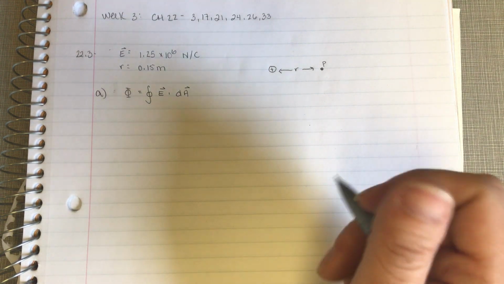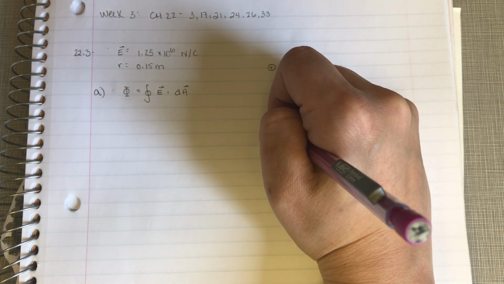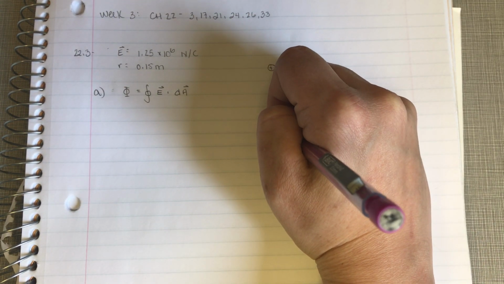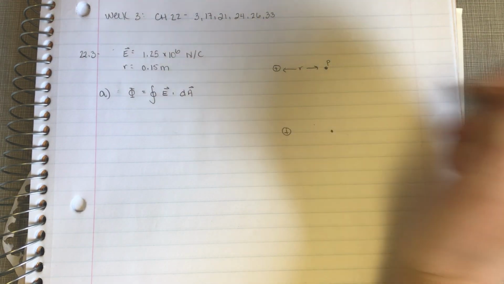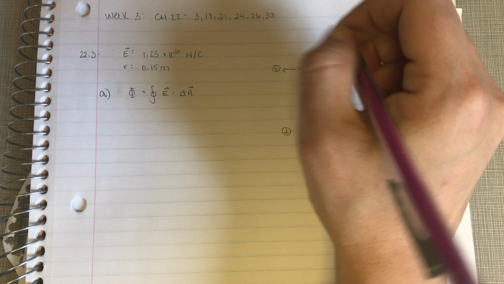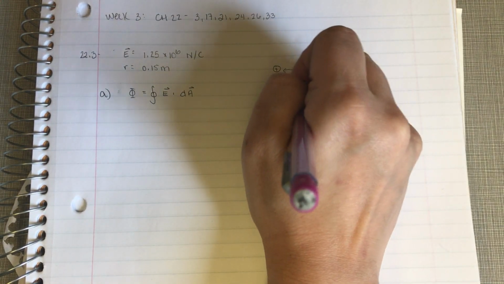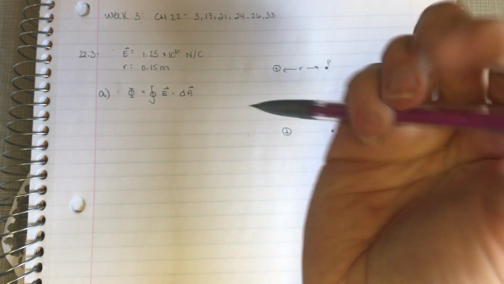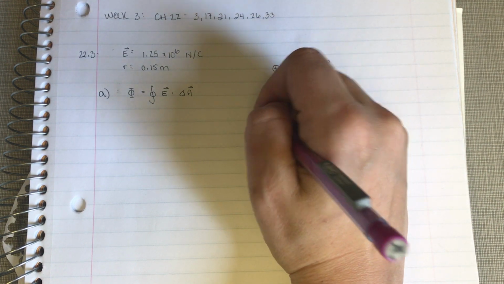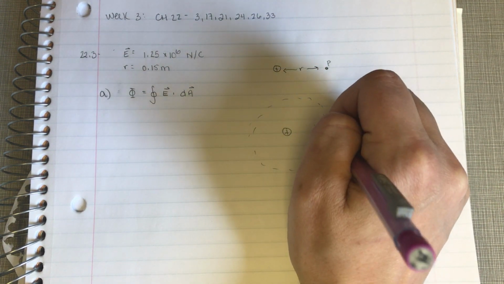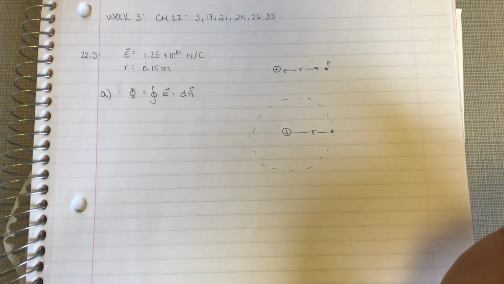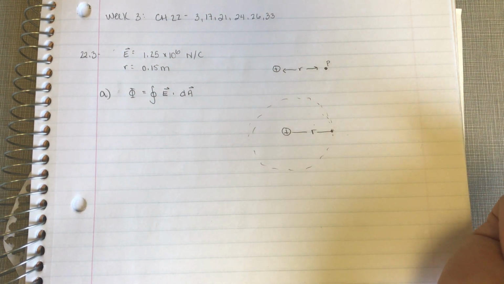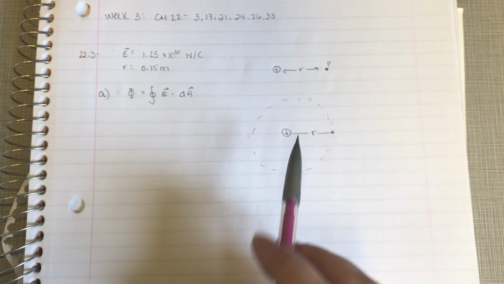Okay. So in this case, we have our little point charge over here, and we have our little point P over here. And if we draw a sphere a distance r away, that is the Gaussian surface that we're going to look at.